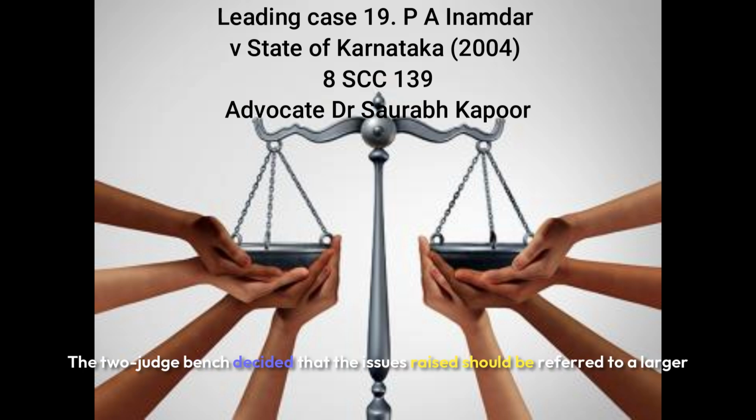The two-judge bench decided that the issues raised should be referred to a larger bench for final determination having regard to the nature of the controversy involved in this case. As an interim measure, for the academic year 2004-05, for the state of Karnataka, it was prima facie held in this case that the seats should be filled up by the institutions concerned in the ratio of 50-50 purely as a temporary measure and without prejudice to the contentions of the parties for the purpose of the final disposal. Likewise, interim orders were issued for certain colleges in the state of Maharashtra.